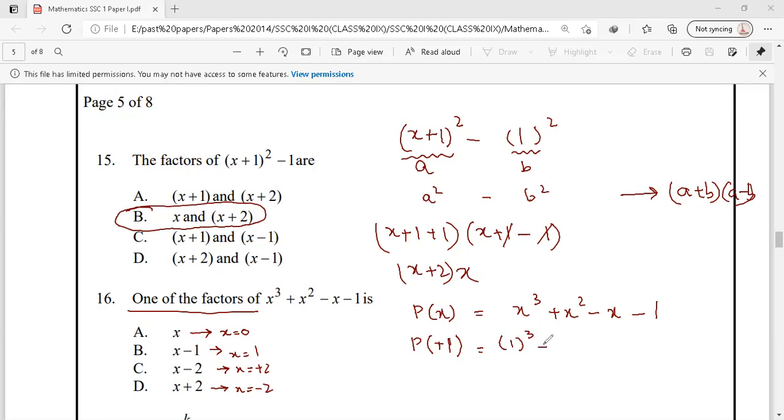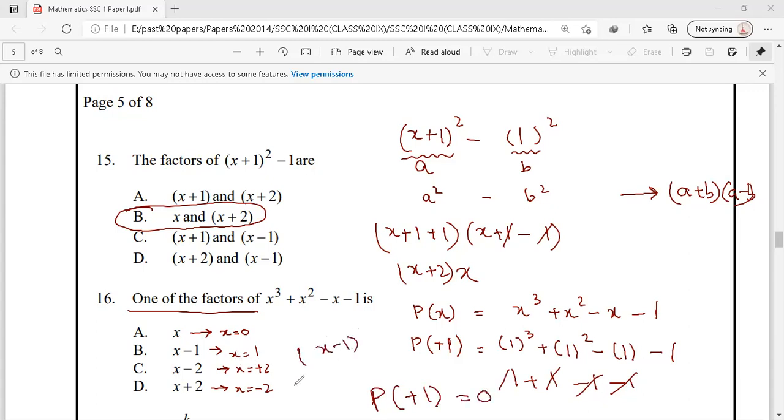So it will become 1³ + 1² − 1 − 1. So 1 cube is 1, 1 square is 1, minus 1, minus 1. So this will cancel out with each other. So P of the polynomial at +1 becomes 0. It means that x − 1 is one of the factors of this cubic polynomial.